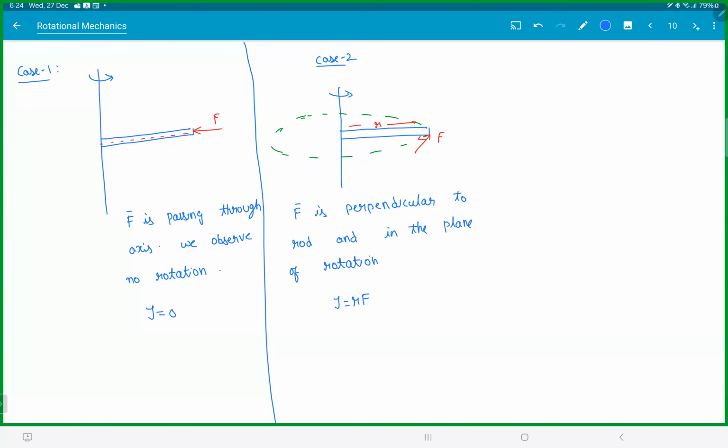Why all that? Just try to take some weight there, some bottle or your water bag. Try to catch it like this and try to catch it like this, stretching your hand. Isn't stretching more difficult? Because the further the distance, the more torque will come. So case 2 is when the force is perpendicular and in the plane of rotation. Case 3 will give you the actual thing.